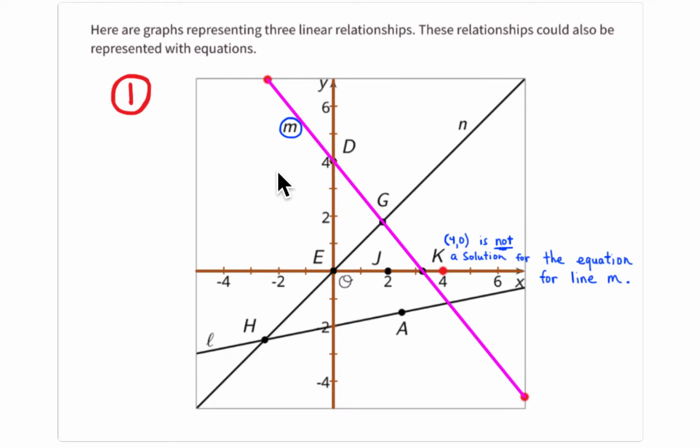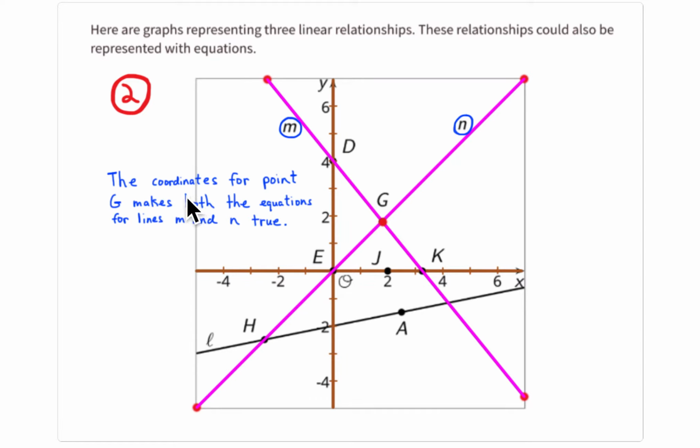So this is comment number 1. So here's the grid, and it says in the activity, (4, 0) is a solution for the equation for line M. So here's line M, but here's (4, 0) right here. So it's 4 along the x-axis and 0 along the y-axis. Well, that point is not on this line. So it is not a solution for the equation. If you took these coordinates, the x-coordinate of 4 and the y-coordinate of 0, and you put them into the equation for this line, it will not work because (4, 0) is not on this line.